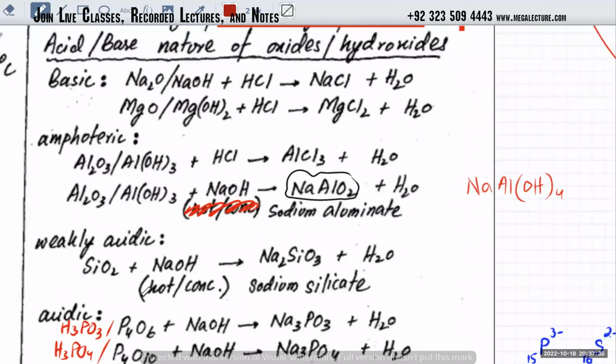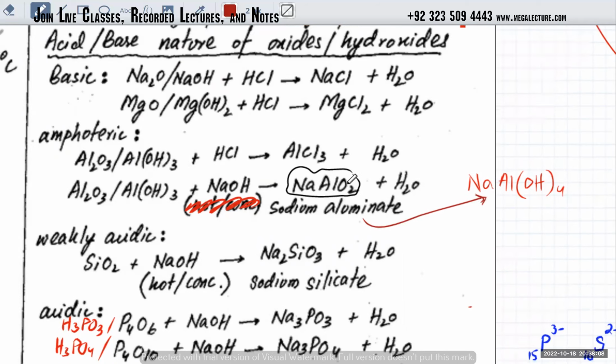Aluminium oxide, on the other hand, is amphoteric. Amphoteric means it's going to react with both acids and bases. With HCl, it forms a simple salt and water. With NaOH, it forms sodium aluminate, which has many different formulas. You can call it NaAlO2 or NaAl(OH)4. So you have to remember this reaction.